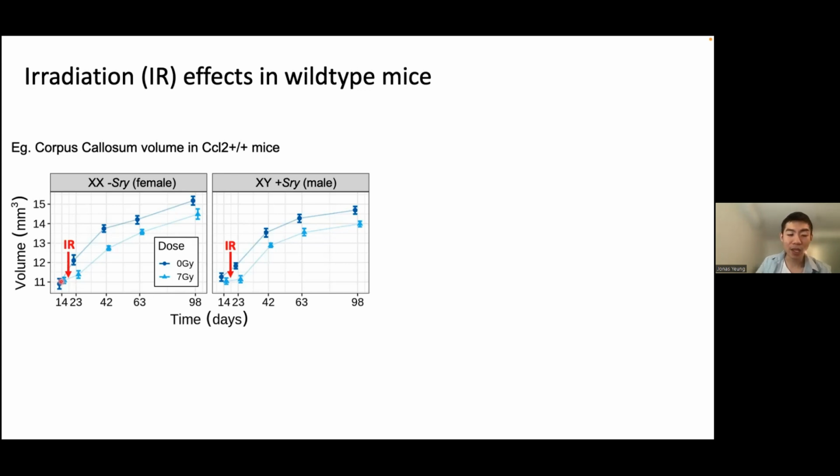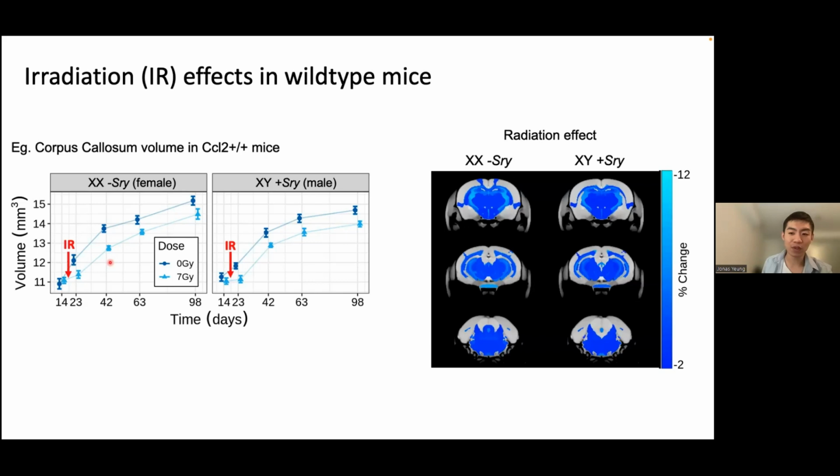And between the male and female mice, we see that these volume differences are quite similar, therefore not much of a sex difference. On the right here, I'm plotting the brain map showing regions that were significantly affected by radiation. And you can see once again that these male and female mice have structures that are similarly affected. Next, we're going to layer on top the CCL2 knockout mice.